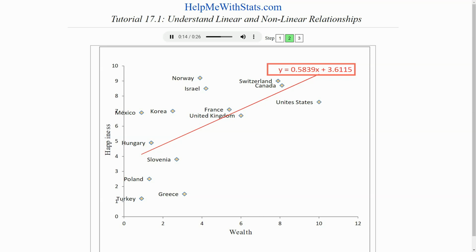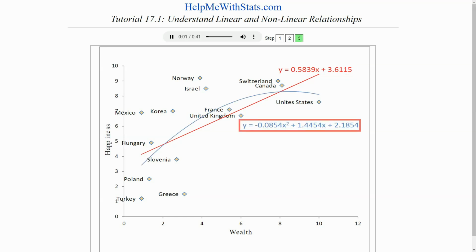Although this red line captures the general trend of increased wealth being related to increased happiness, there is still a lot of error in the linear fit because many of the points are pretty far away from the line. The blue curve is defined by the nonlinear equation on the right. Notice how the blue curve does a better job of fitting the points, because there is less distance between the points and the blue curve.